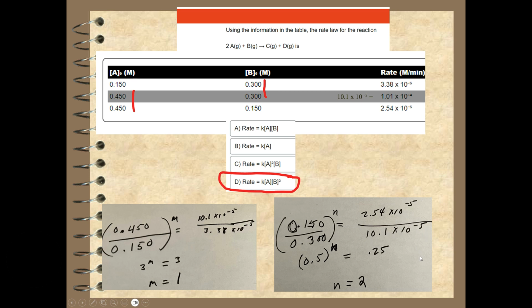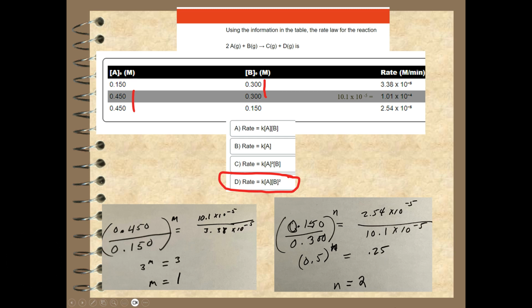The 10 to the minus 5's cancel. Now, if I take 0.15 divided by 0.300, I get 0.5, or 1/2. If I take 2.54 divided by 10.1, I get 0.25, or 1/4. So 0.5 raised to a power equals 0.25. Well, n has to equal 2. Another way to look at that is: 1/2 to what power equals 1/4? n equals 2.